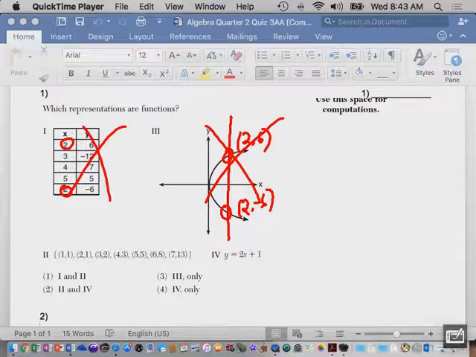Next, look here. Here's my inputs: 1, 2, 3, 4, 5, 6, 7. Good. That's a function. And then over here, this is just a line, right? y equals 2x plus 1. If I was to graph it, it would look like a line. Is it possible to fail the vertical line test here? No. So this is a function also. So which ones are functions? Choices 2 and 4.